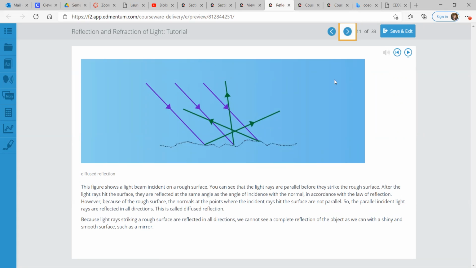However, because of the rough surface, the normals at the points where the incident rays hit the surface are not parallel. So the parallel incident light rays are reflected in all directions. This is called diffused reflection. Because light rays striking a rough surface are reflected in all directions, we cannot see a complete reflection of the object as we can with a shiny and smooth surface, such as a mirror.